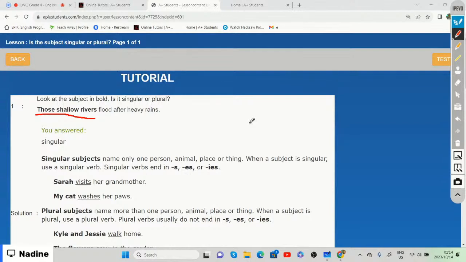So if they say those shallow rivers, then it means that it is plural. This is plural, right? Because it is saying rivers, those shallow rivers. Flood. And the word flood has a plural verb where we don't add ses or ies. And plural is correct. Shallow rivers, referring to more than one.